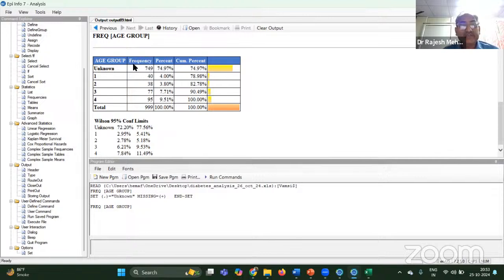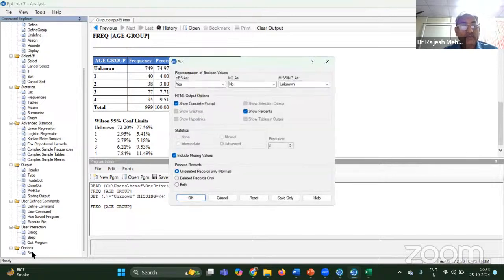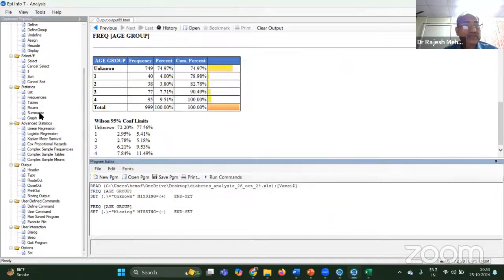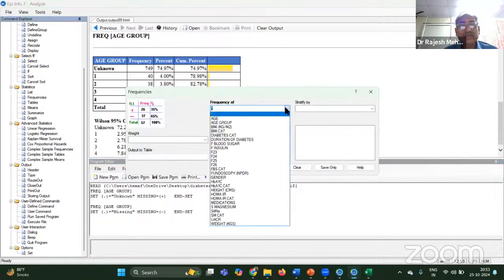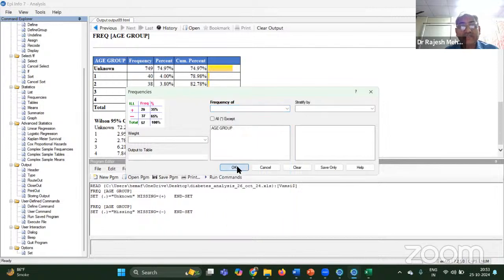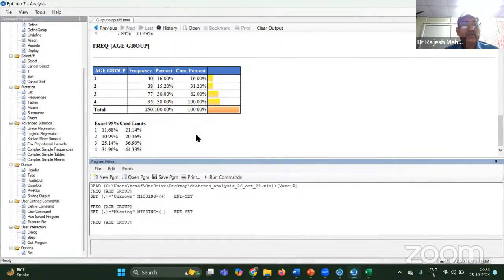How can we know this? Just by using the set command. In set we say that we don't want to include missing, and missing is known as missing. Missing values are also sometimes important. So again we do the frequency command. So first you need to have control over the file. This is the first step: read the file, take control. You know that there are 250 records.